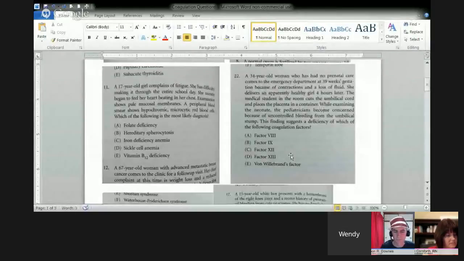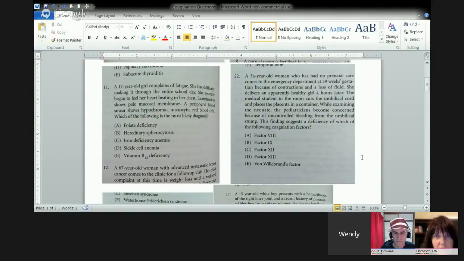So let's look at question 22 right now. Here's an example of what it might look like. Simon, you want to read that? Sure. A 34-year-old woman who has had no prenatal care comes to the emergency department at 30 weeks gestation because of contractions and a loss of fluid. She delivers an apparently healthy girl 4 hours later. The medical student cuts the umbilical cord and places the placenta in. While examining the neonate, the pediatricians become concerned because of uncontrolled bleeding from the umbilical stump. This finding suggests a deficiency of which of the following coagulation factors?